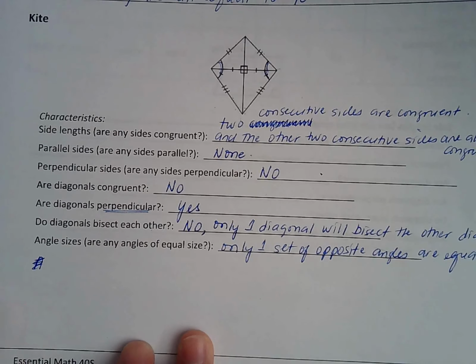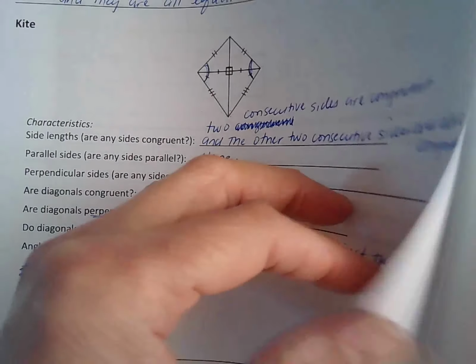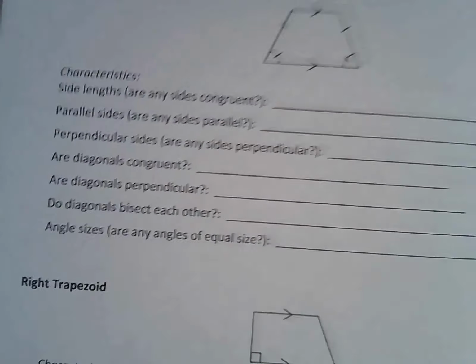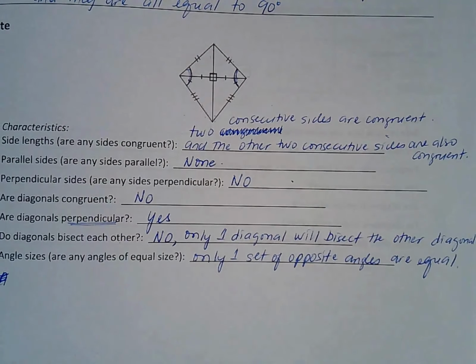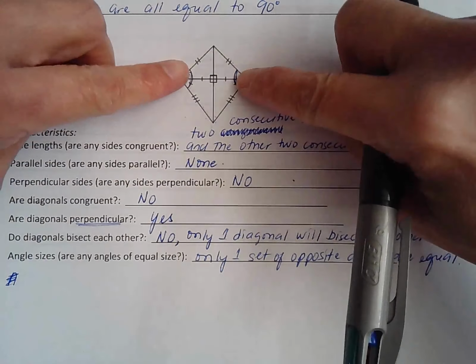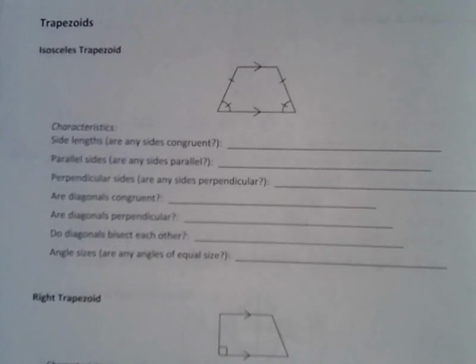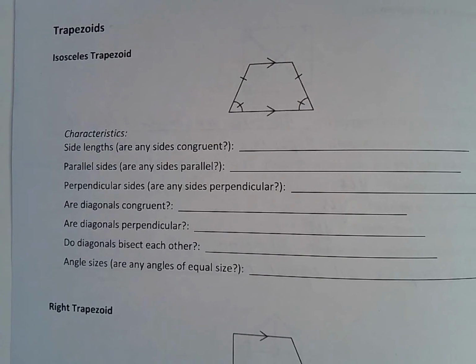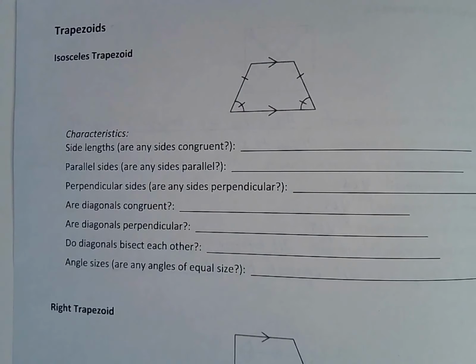Is that good? Oh, is it okay to move it to the next page? Yeah? Read it again. Only one set of opposite angles are equal. Just these two. Okay, let's go to the next page. Oh, thanks so much. Oh, you got your name? This is your name? Okay.